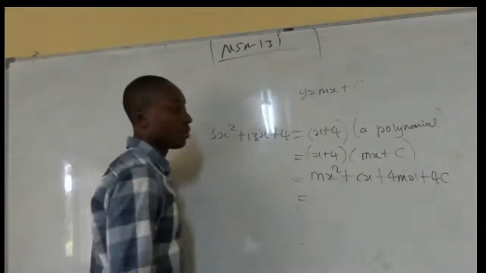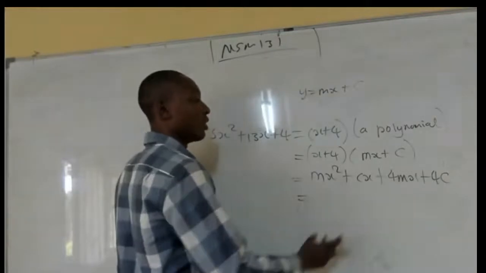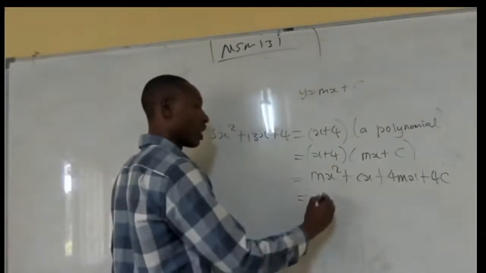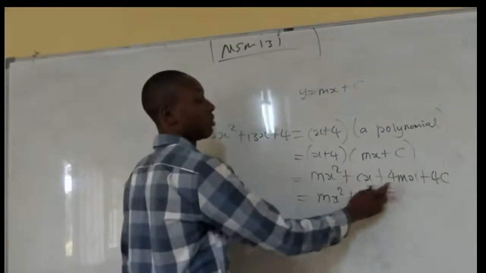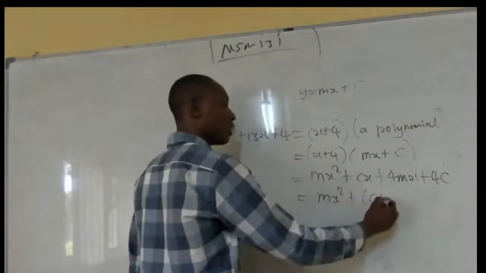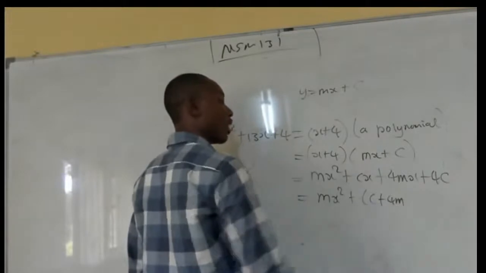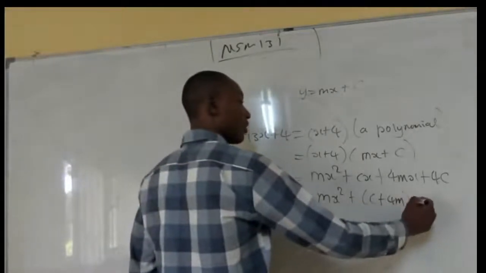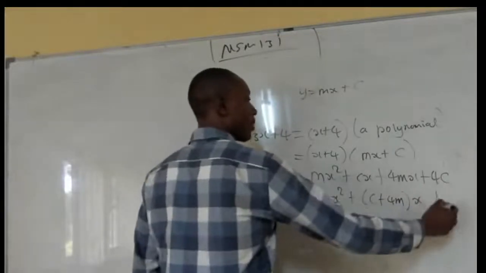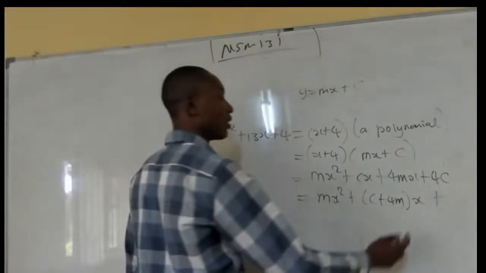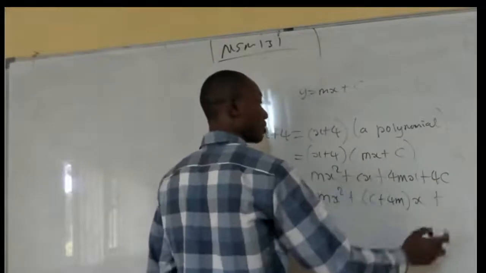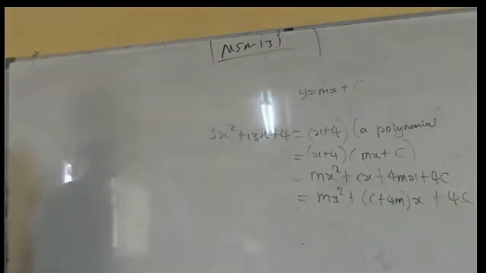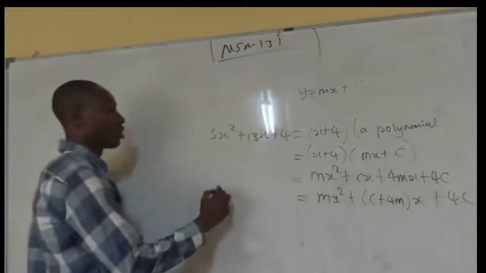From there, remember, I can actually factor out here. So we have mx squared plus, remember, c plus 4m, all times x, plus c times, this one is a constant, so you maintain it as 4c. Alright. So now I'm going to compare with this.